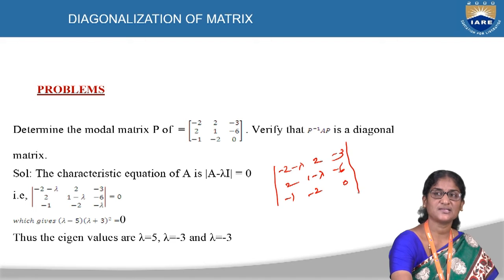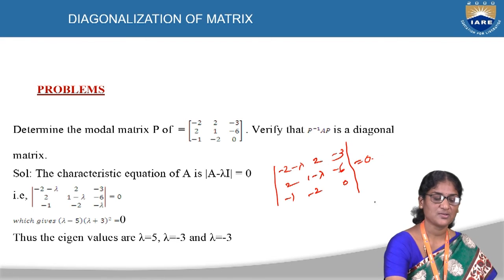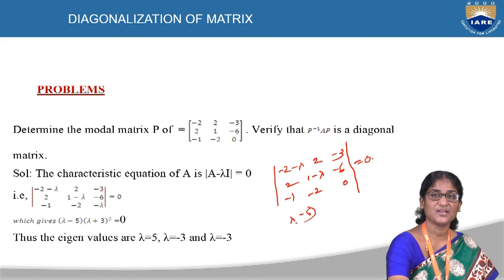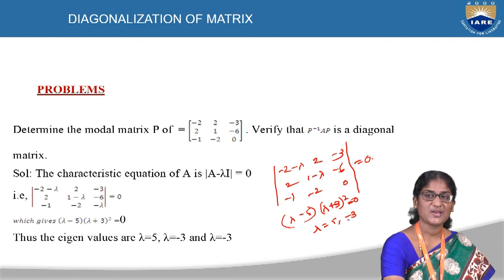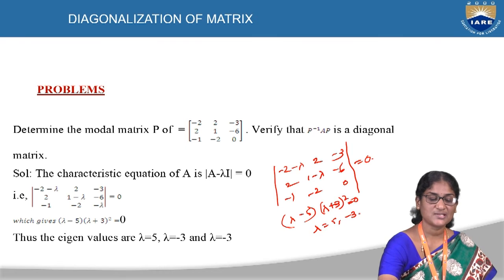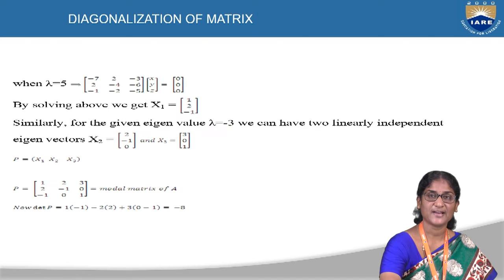Okay, so taking the determinant of the matrix gives lambda minus 5 into lambda plus 3 whole square is equal to 0, or lambda is equal to 5, minus 3, where lambda equal to minus 3 we have twice here. So as it is a 3 by 3 matrix, 5, minus 3, minus 3 are the eigenvalues. So let us find out the eigenvector for each eigenvalue that we have found.